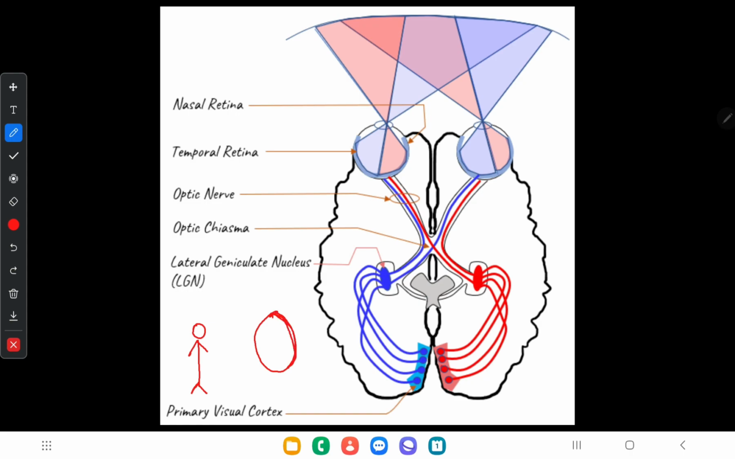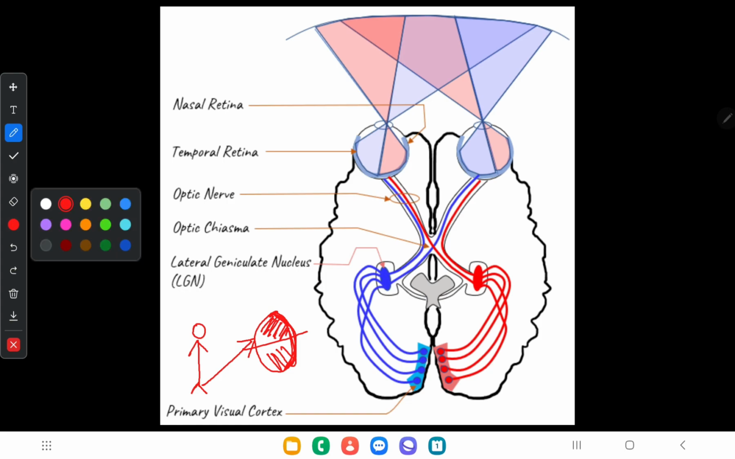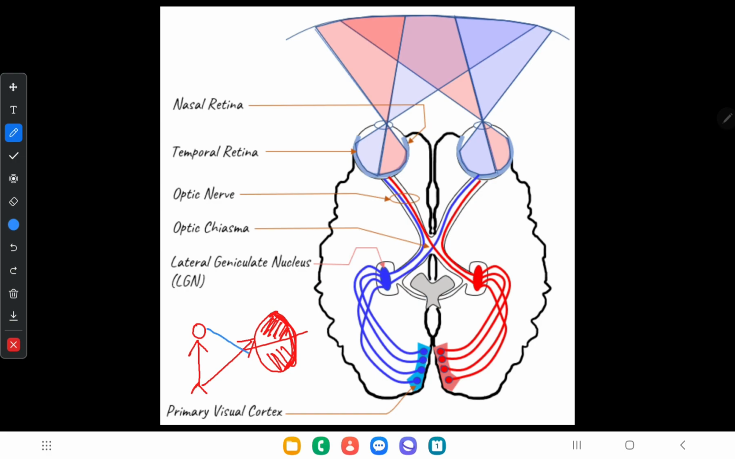Imagine this is the retina, then the upper retinal quadrants. Upper retinal quadrants means this area. The upper retinal quadrants receive images from the lower visual field. Then this is the lower retinal quadrants. The lower retinal quadrants receive images from the upper visual field. You have to remember that as well.